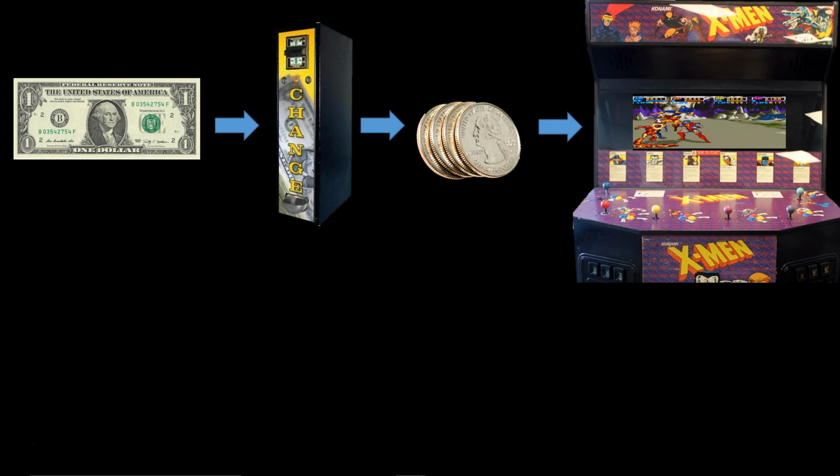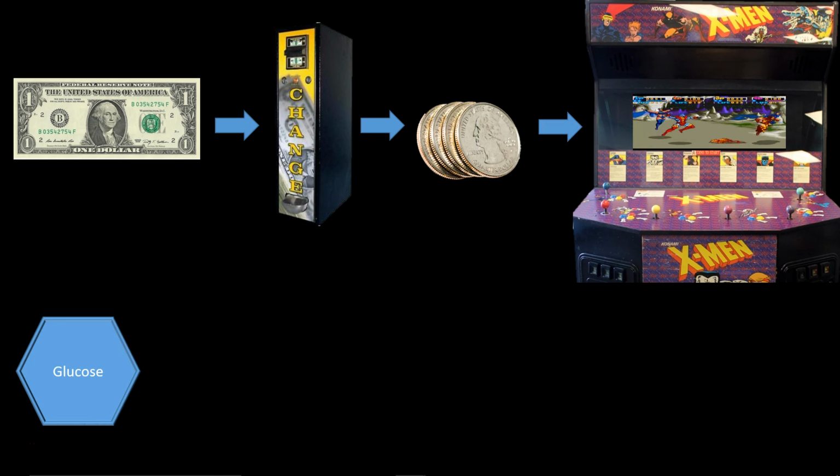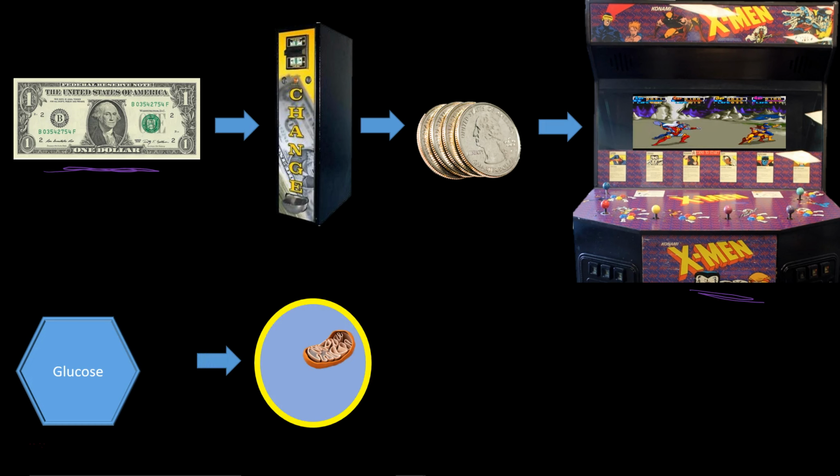Now, what does this look like in the cell? Instead of $1, we're starting off with glucose. Okay, there's energy stored in glucose, but it's not in a usable form. Just like there's value in $1, but it's not in a usable form for the video game. Okay, so that glucose molecule, instead of putting it through a change machine, it's going to go through the cell. Specifically, it's going to go through the cytoplasm first in glycolysis, and then it's going to go through the mitochondria.